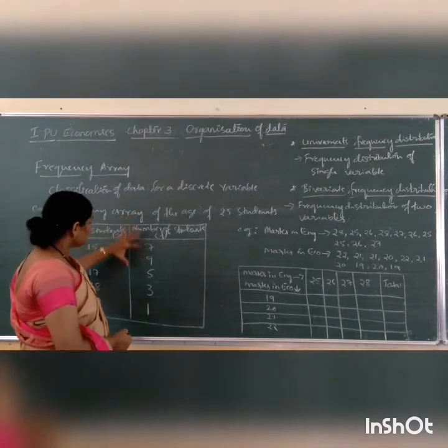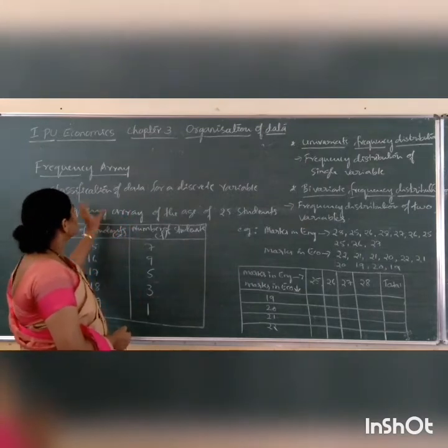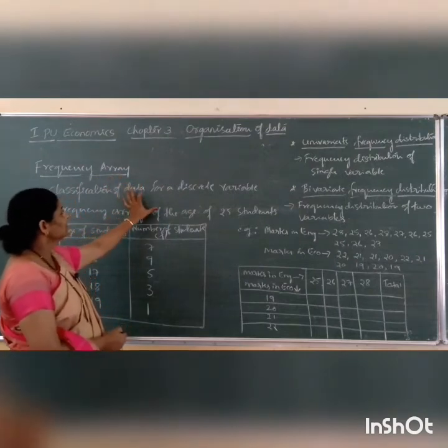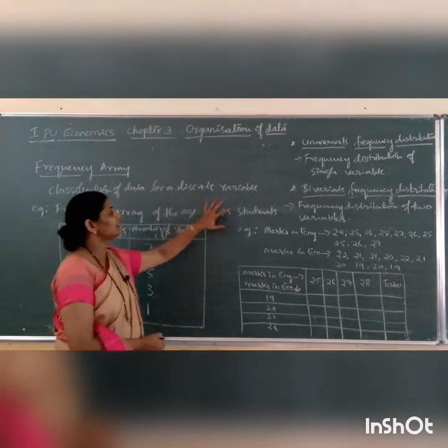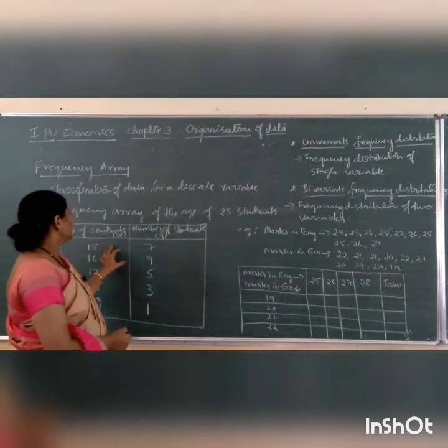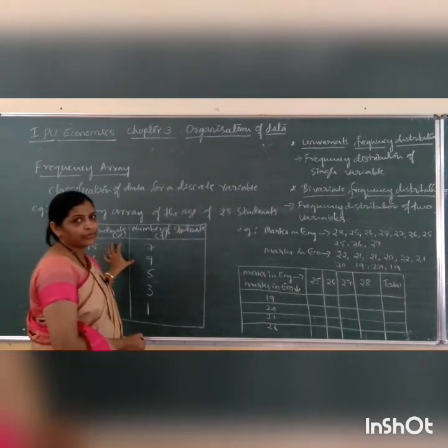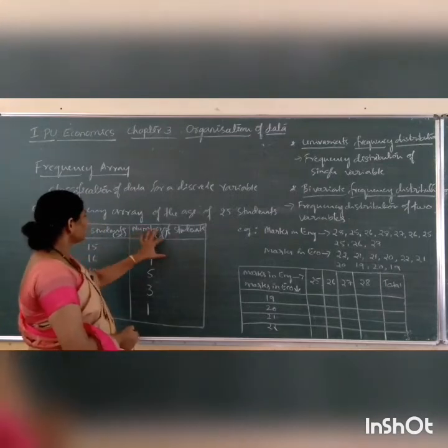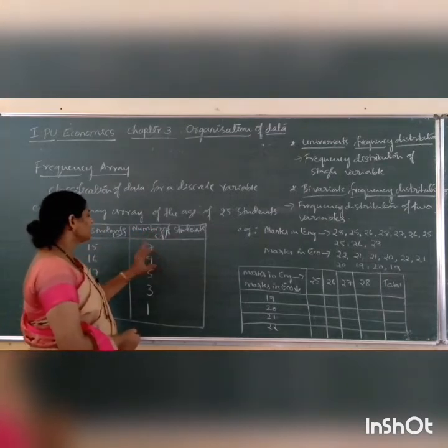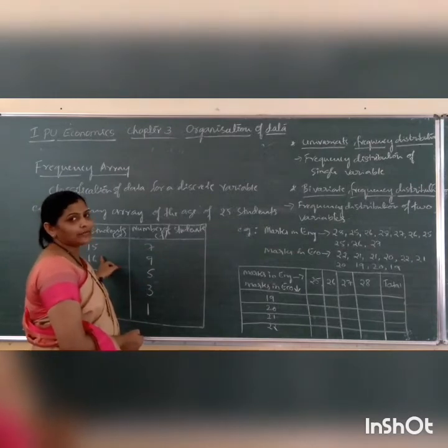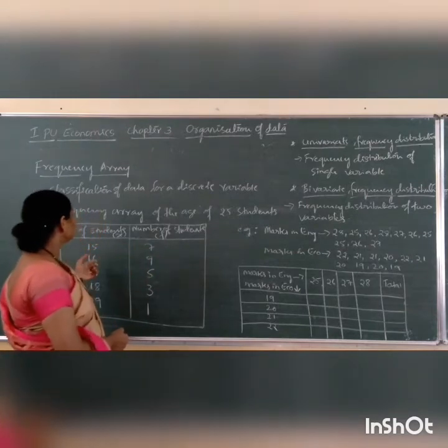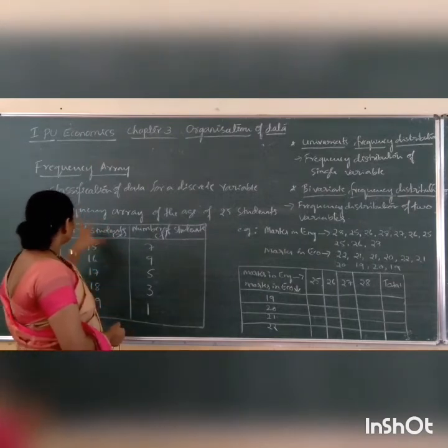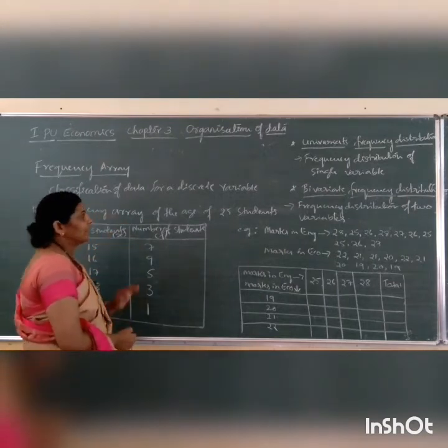So this classification in this way is called frequency array, classification of data for a discrete variable. So here age is a discrete variable, number of students here we can write according to their age, number of students according to their age I have written here, and that is example for discrete variable. We can classify such data like this.